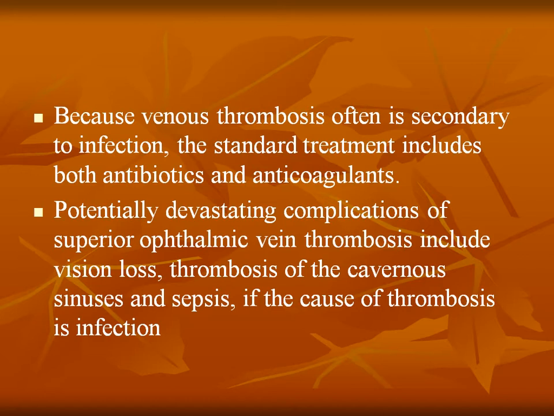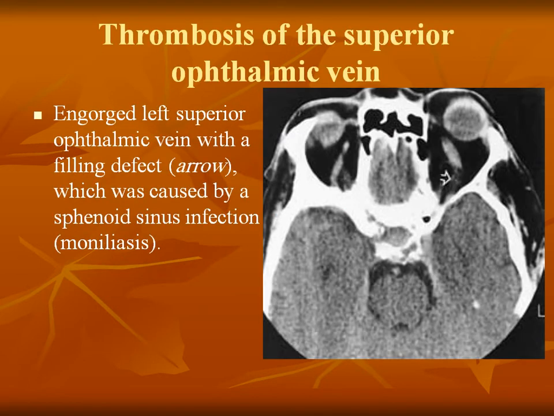Potentially devastating complications of superior ophthalmic vein thrombosis include vision loss, thrombosis of the cavernous sinus, and sepsis, if the cause of thrombosis is infection. For example, you can see here this superior ophthalmic vein is normal, small in size, while here it's big, it's enlarged, and there is some sort of filling defect or some hypodensity within the ophthalmic vein. This indicates superior ophthalmic vein thrombosis.